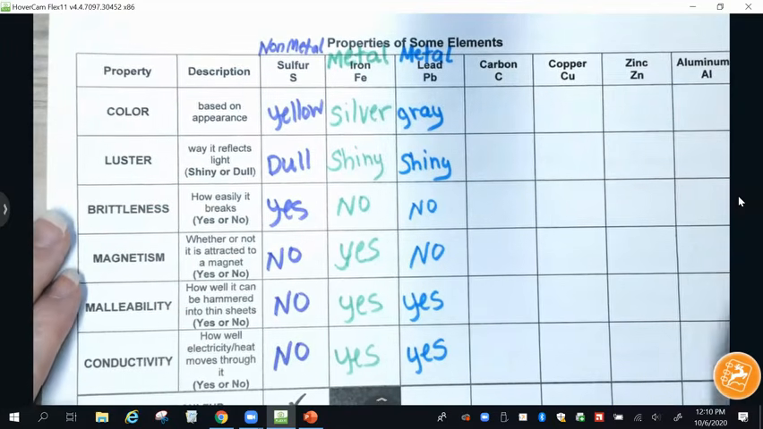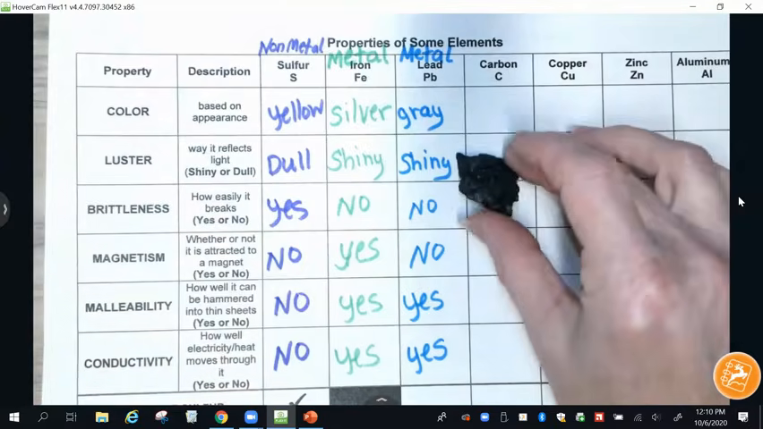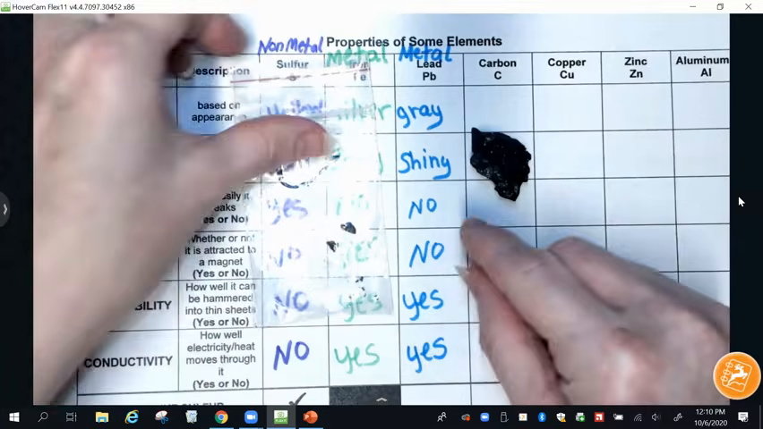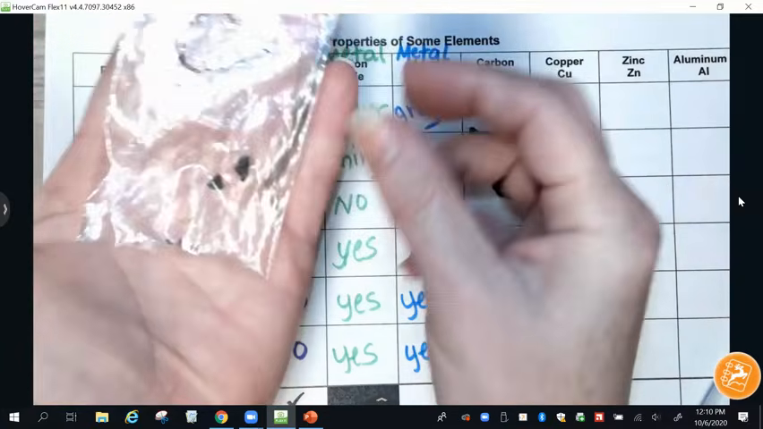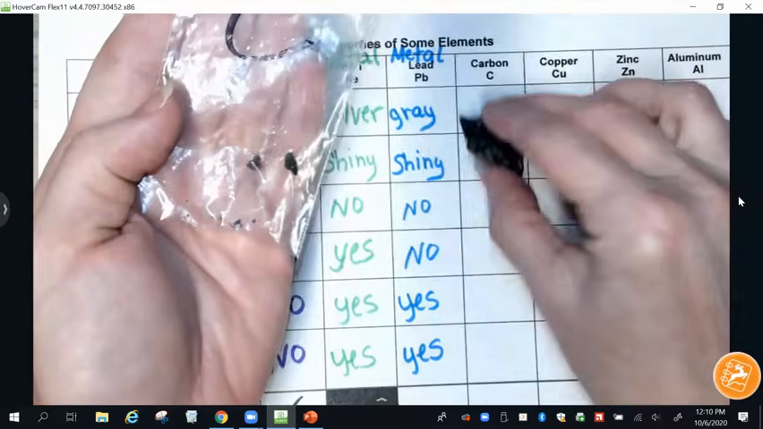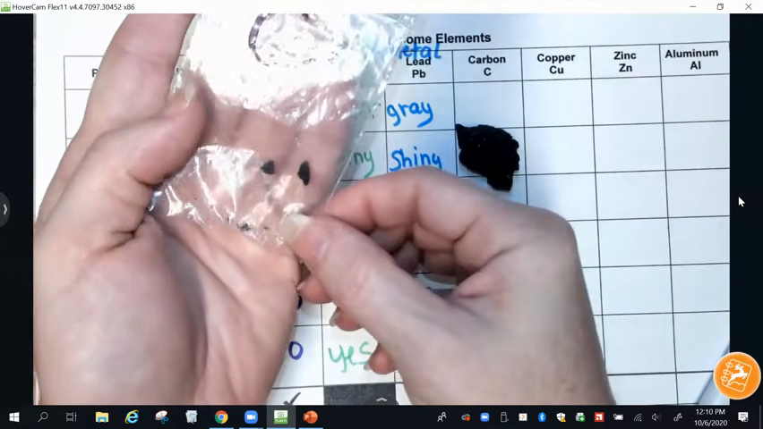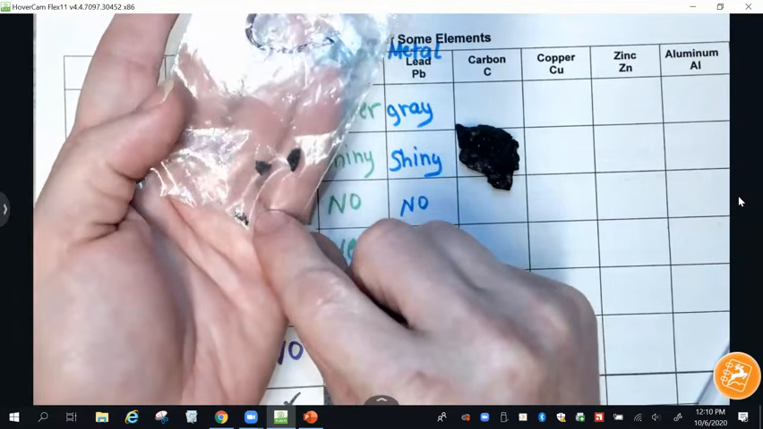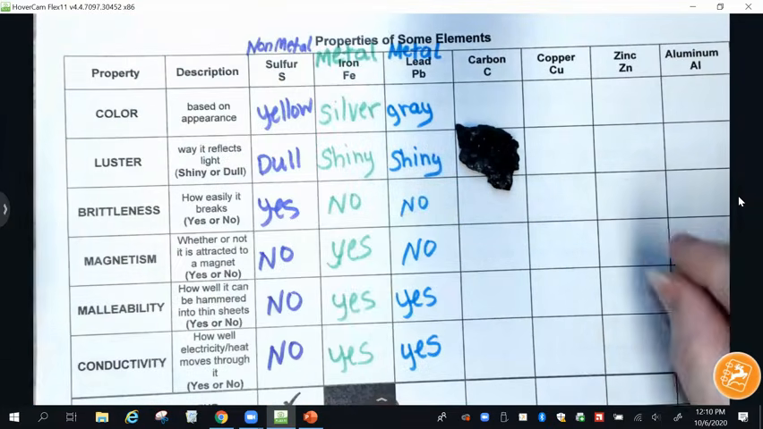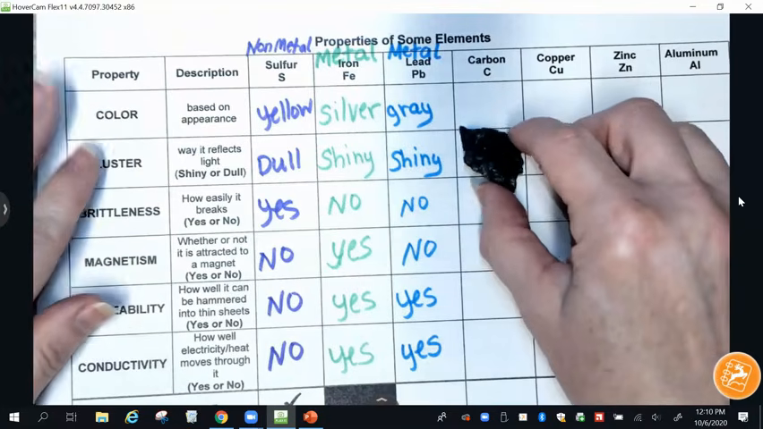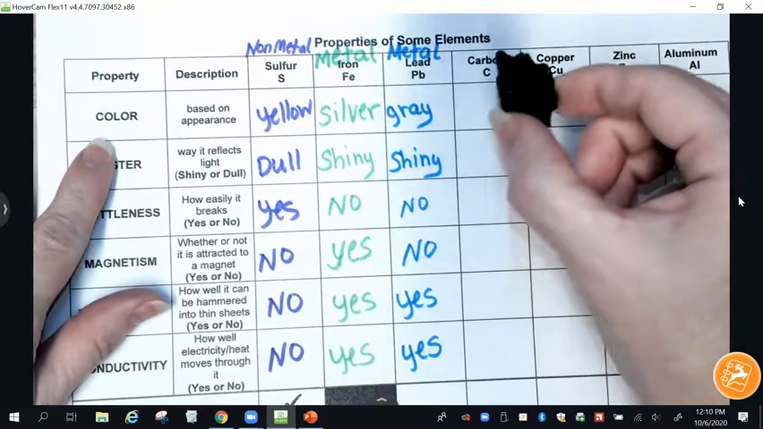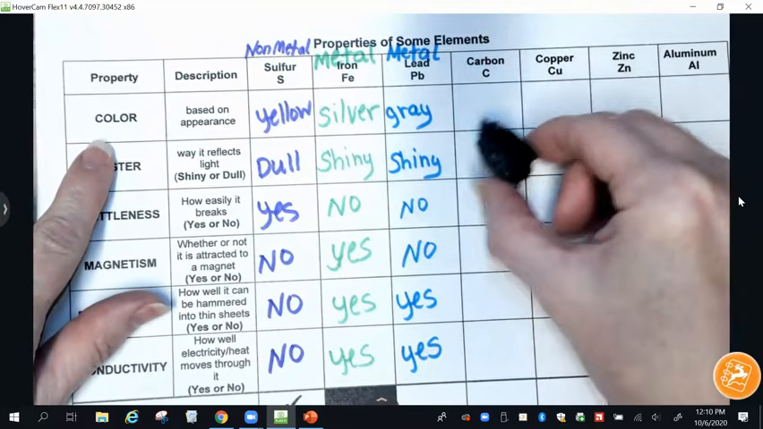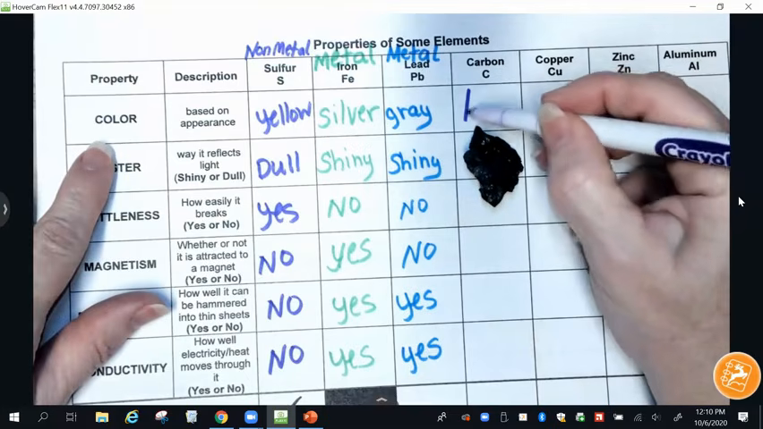Okay, carbon. All right, so here's my piece of carbon. And I had it in this baggie. Let me show you my hand. Look, I had it in the baggie, and you can see that there are some pieces of it that broke off. Let's go back for a second. The color, let's look at the color first. Yeah, it's definitely black. You can tell in the camera.